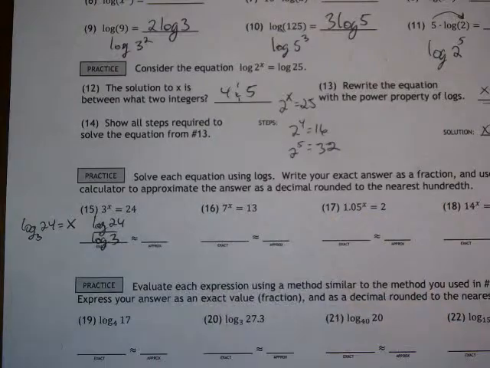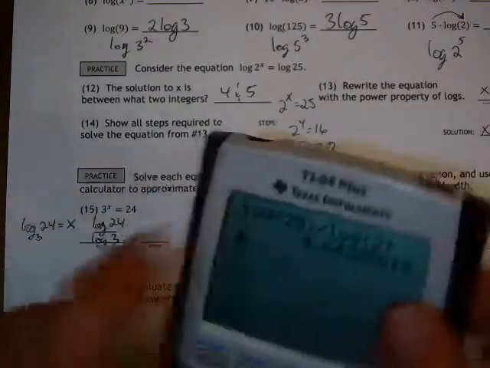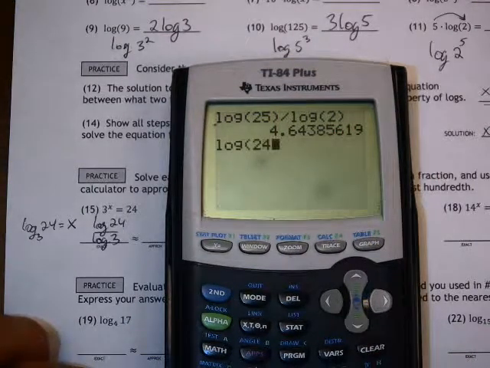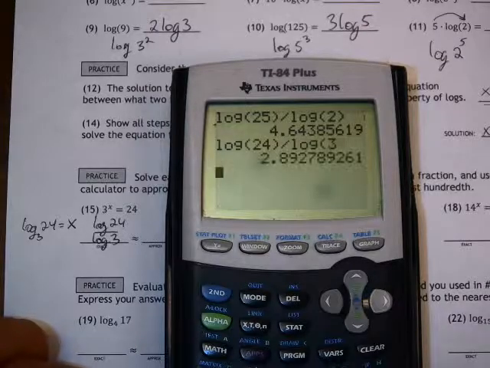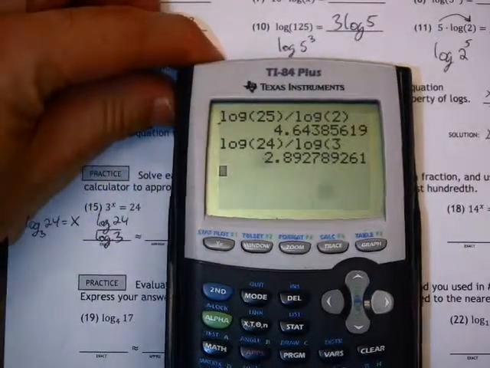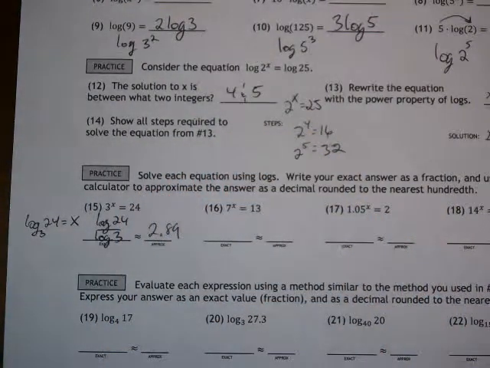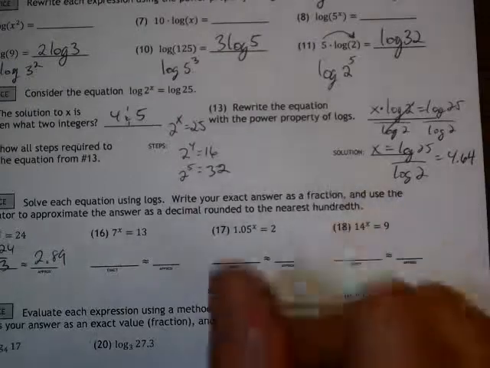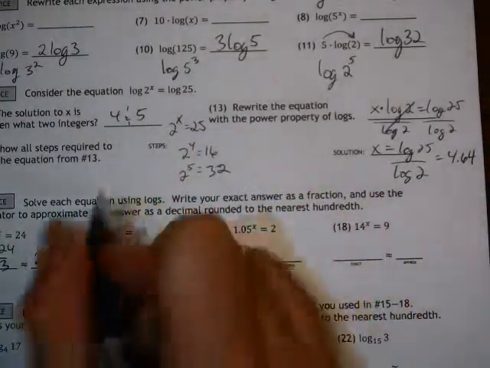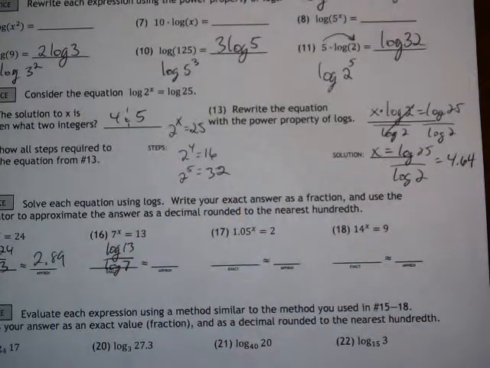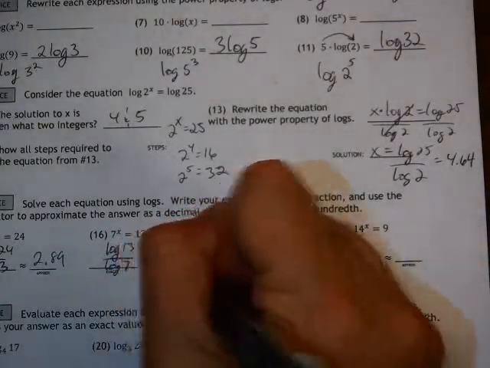Now for the approximate answer, this is when we plug it into the calculator. So now I'm going to go back to the calculator like I did before, and I'm going to plug in log of 24, close parentheses, divided by log of 3, enter, and I've got 2.89, it looks like it's rounding to. So my approximate answer is 2.89. Now for 7 to the x equals 13, and again, if you get used to the pattern right away, log of this number by itself, 13, over log of the base 7, and that's what I'm plugging into the calculator. And if you plug that in correctly, you should get 1.32 approximately.